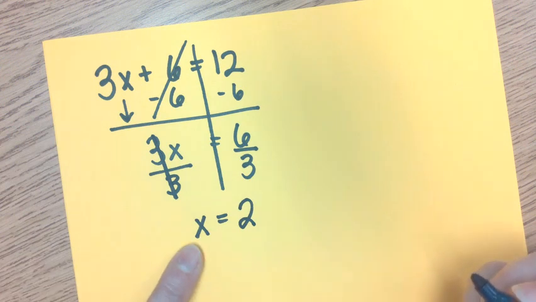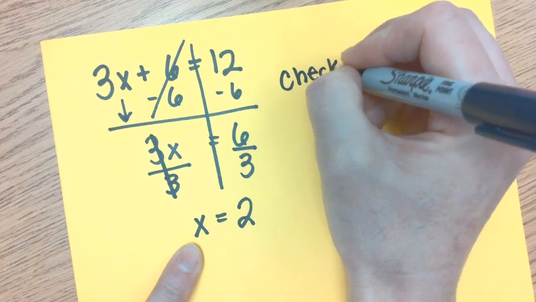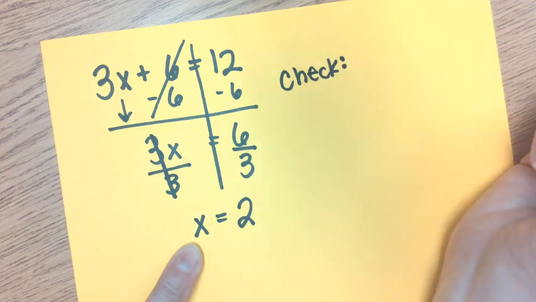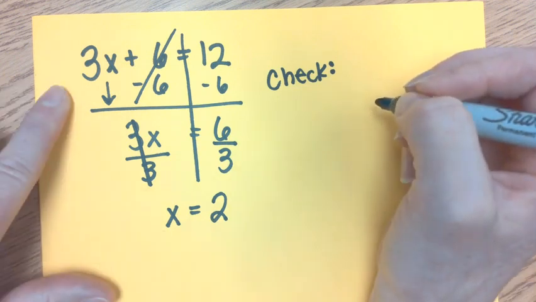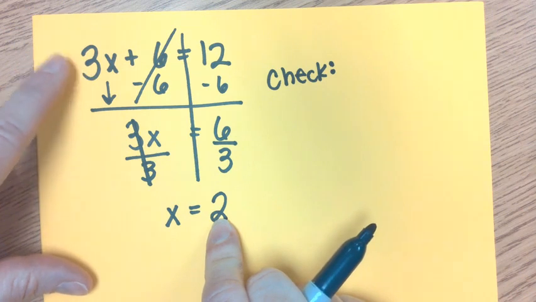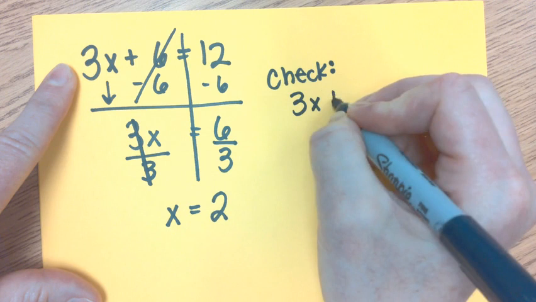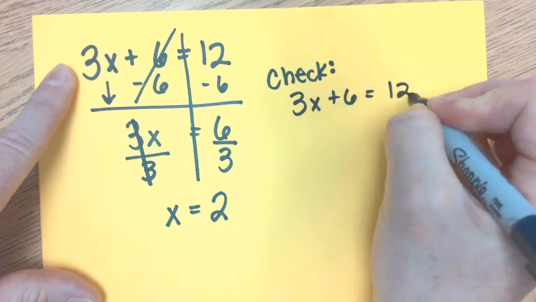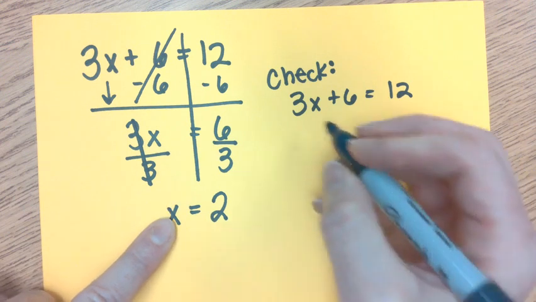So x equals 2. But we're not done here. The most important step, and this is the step that's going to ensure that you get the answer right every time, is to check your answer. The way you check your answer is you substitute in what you got into the original equation. So our original equation is 3x plus 6 equals 12. So we want to plug in 2 for x.